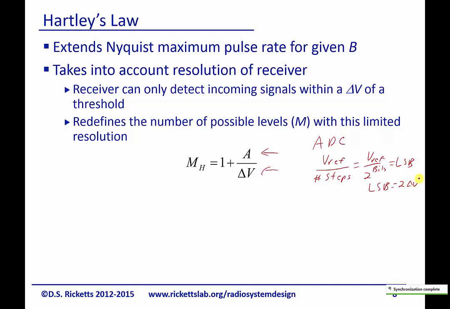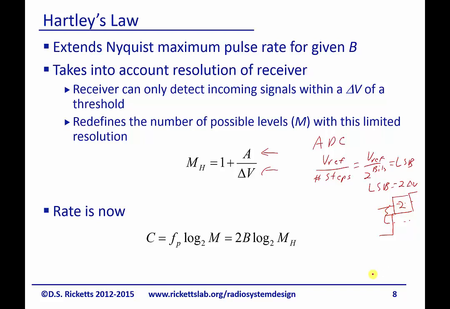And the reason for that is, if you think about it, you may have a step that moves up here, and here's another step, and basically I can detect anything in between this. And so if I want to maximize or minimize my height, this needs to be twice what this distance is. And so now we can define our rate simply as Fp, the rate at which we can send pulses, times log 2 of M, and all we do is plug in the 2B, which is from Nyquist's theory, and now we can plug in Hartley's modified M, which takes into account the limited resolution of our receiver.